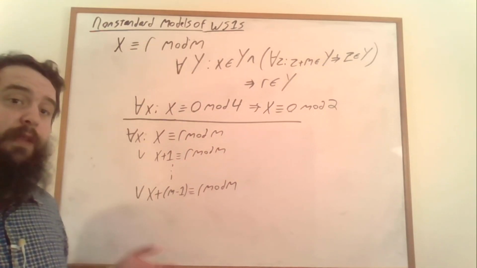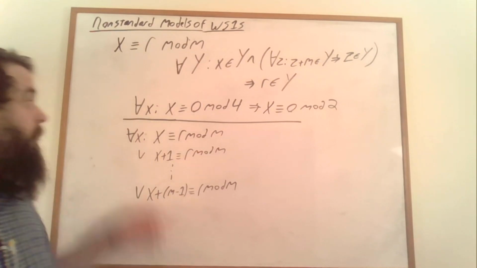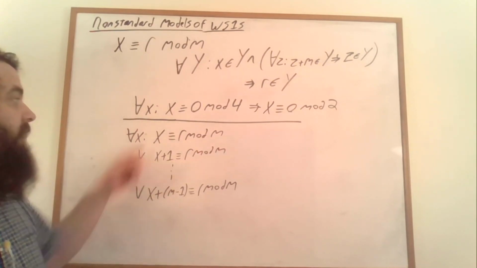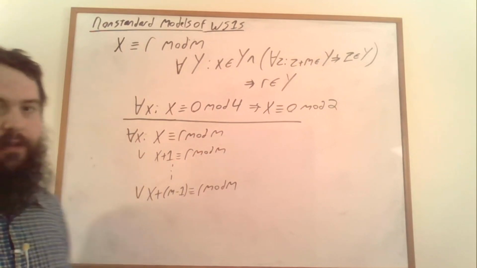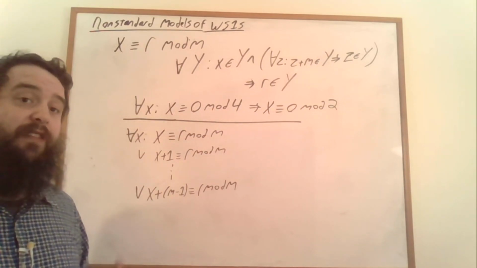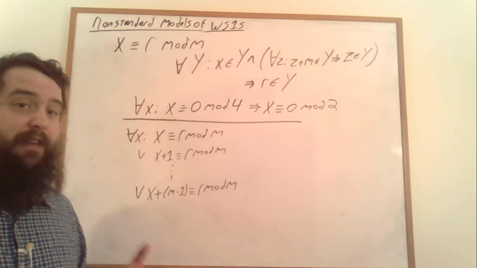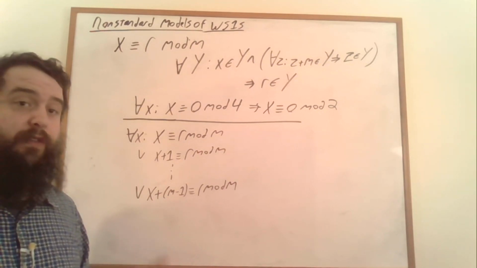And in fact, the Boolean logic on this is a little bit gross, but we can express in Boolean logic that exactly one of these formulas is true. And as such, exactly 1 out of every consecutive m elements has to be congruent to r mod m.